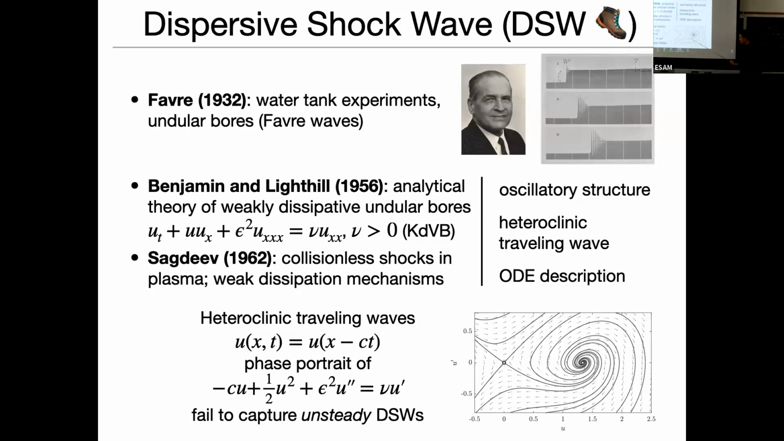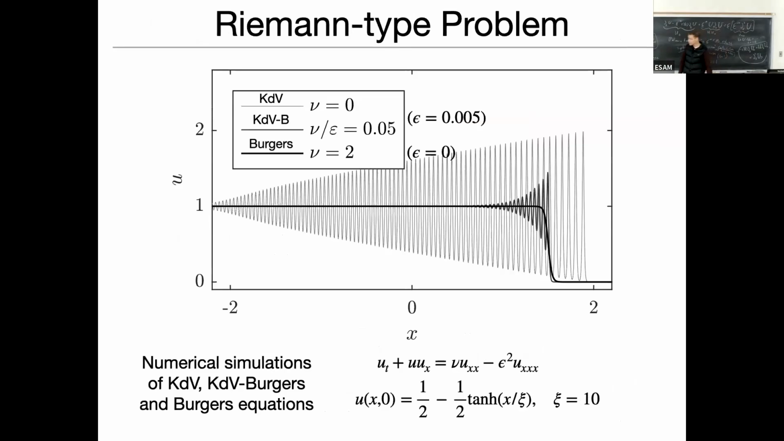Here's what the phase portrait looks like for that KdV-Burgers equation. No longer do we have homoclinic solutions, but we do have heteroclinic solutions. We have a saddle and a spiral here. So you can see that's there, but it fails to capture DSWs, which are unsteady. Let's see the difference. Let's take this equation, give it a smooth, monotonic initial condition, let it run, and at a specific time, plot it. That's what I'm doing.